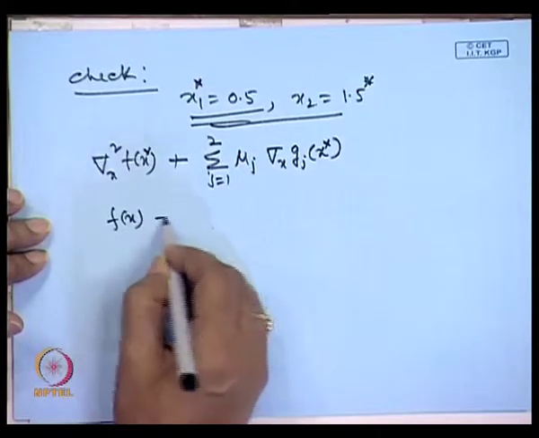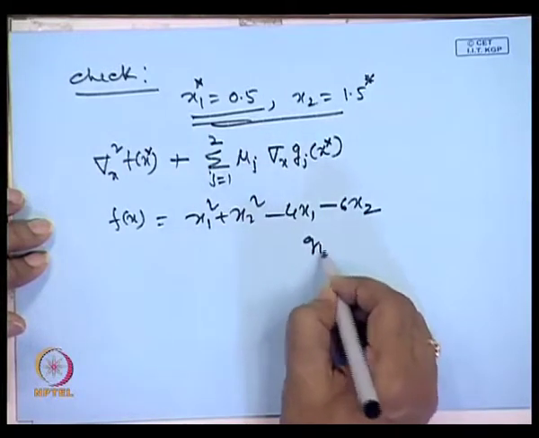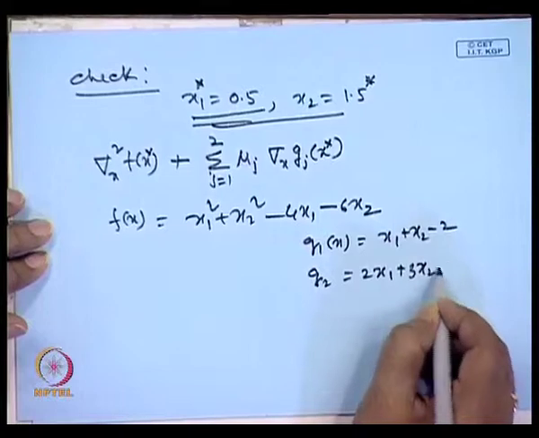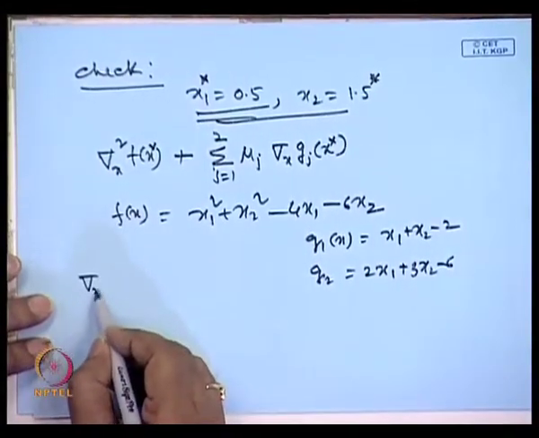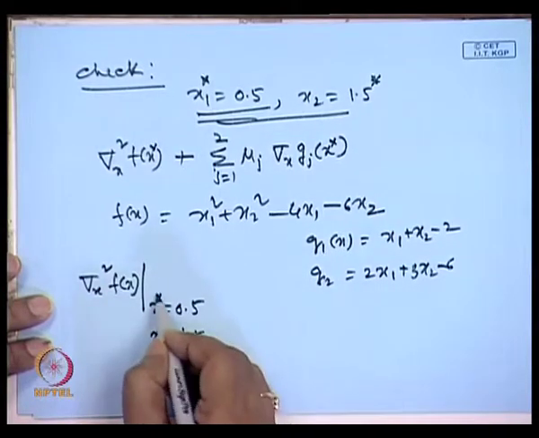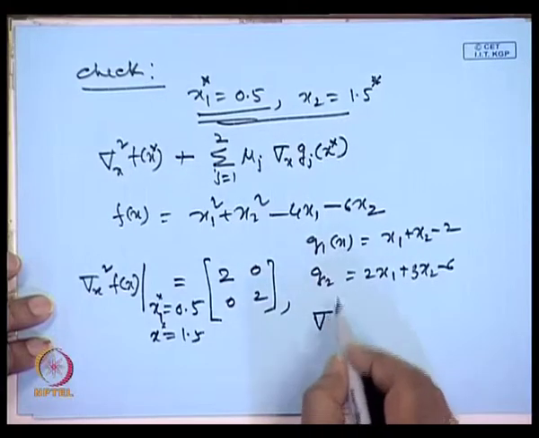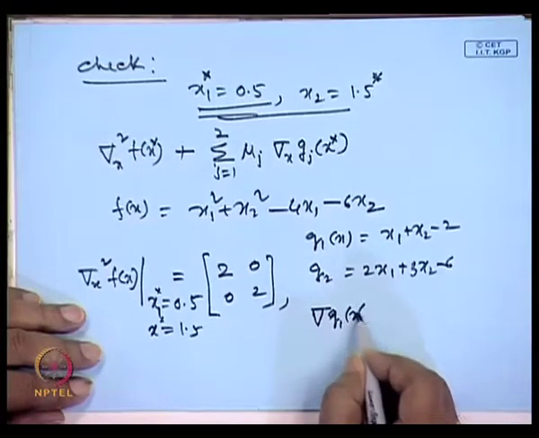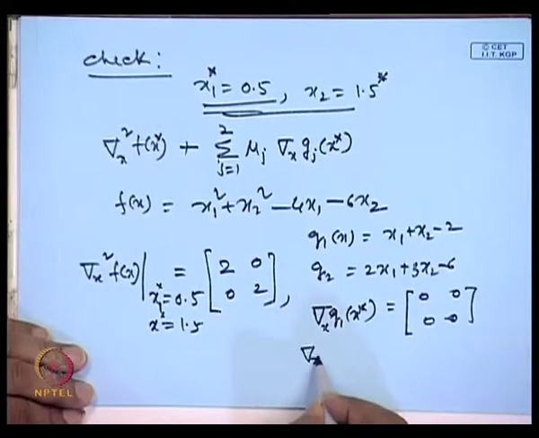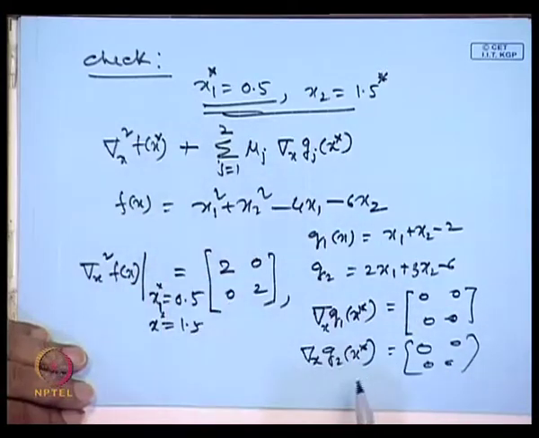So, f of x is x 1 square plus x 2 square minus 4 x 1 minus 6 x 2, and g 1 of x is equal to x 1 plus x 2 minus 2, g 2 of x is equal to 2 x 1 plus 3 x 2 minus 6. So, find out the second derivative of f at x 1 is equal to 0.5, x 2 is equal to 1.5, and this will come 2 0 0 2. The second derivative of g 1 of x star with respect to x gives a null matrix, and similarly for g 2 of x you get a null matrix. So, add these matrices, and ultimately you will get this one.